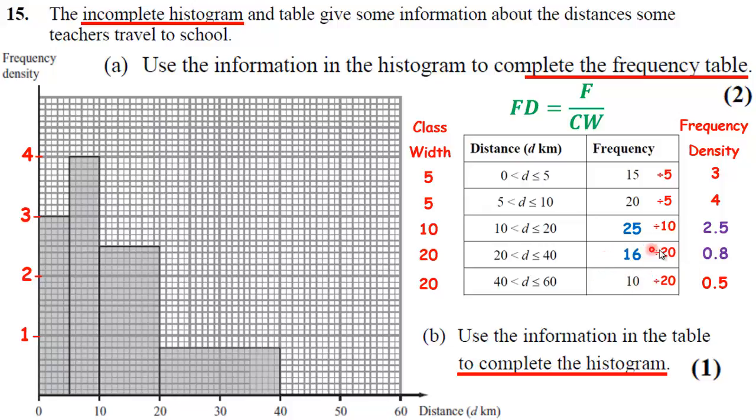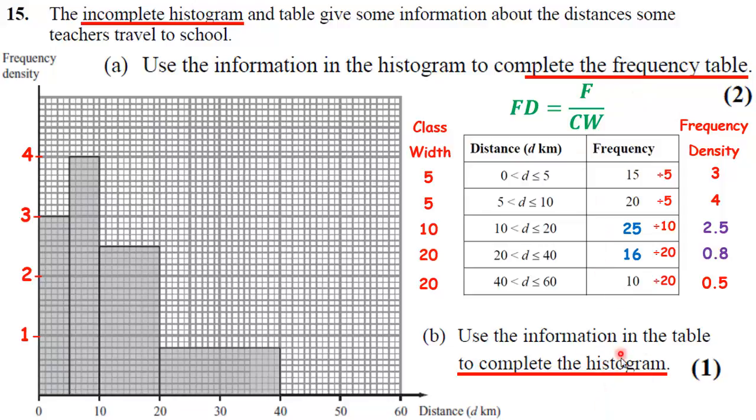Now this is a non-calculator paper, so you need to be comfortable with multiplications like this. If we think about this, 16 divided by 20 is the same as 8 divided by 10, which is 0.8. You need to be comfortable with this style of mathematics. So there's your answer to part A: 25 and 16 completes the frequency table.